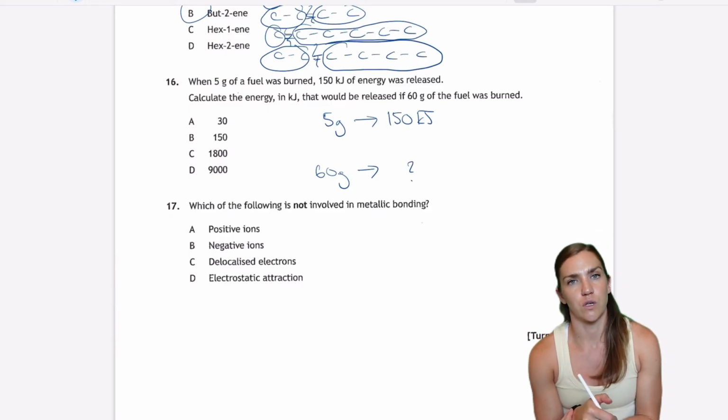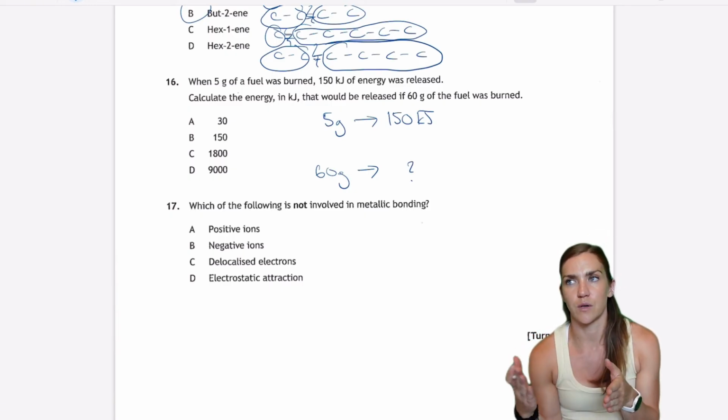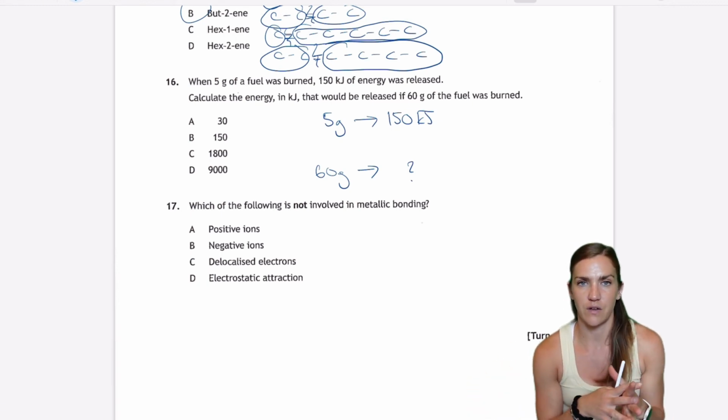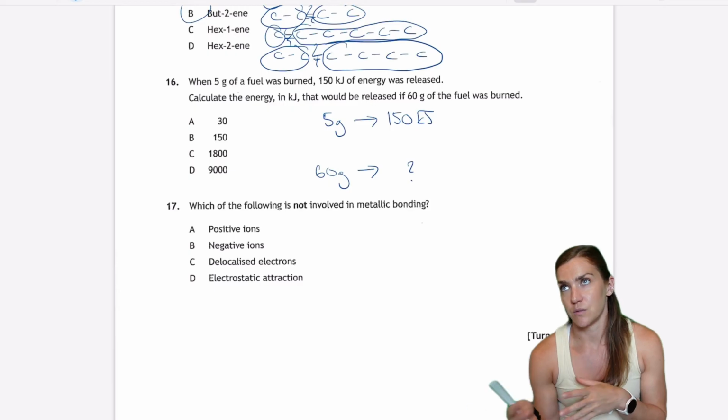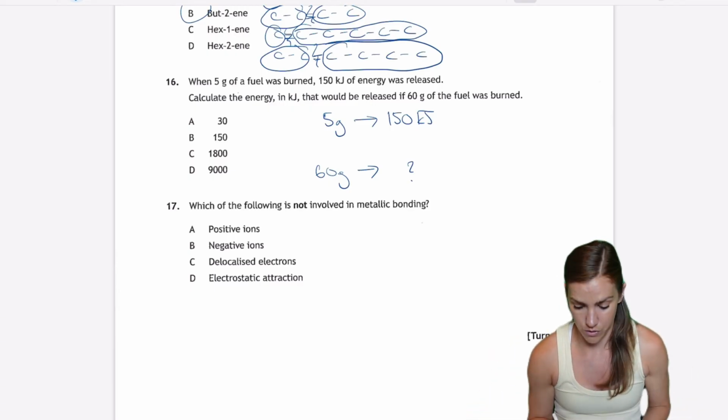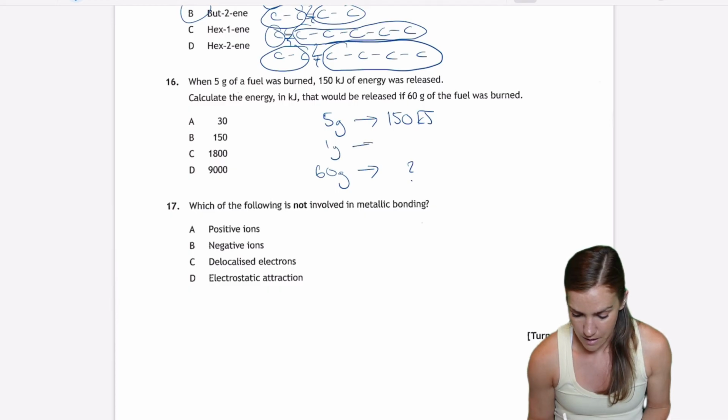It'd be like if you were trying to work out the cost of 1 apple, if you knew how much 5 apples cost, you would take the cost of the 5 apples and divide it by 5. And then if you're wanting to work out how much it would cost you for 60 apples, you would times by 60. So that's exactly what we're doing here. We scale down to 1 gram, so we divide by 5, and then you'd multiply up to the 60.